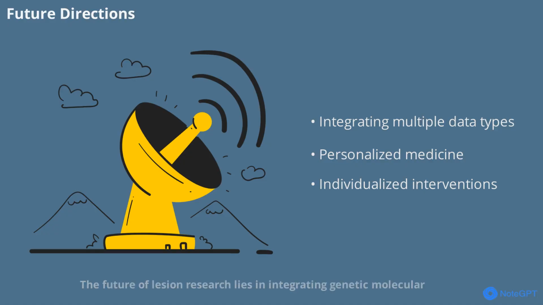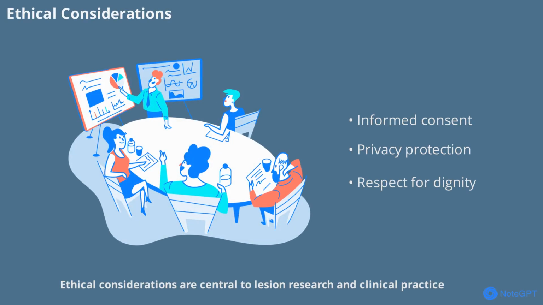The future of lesion research lies in integrating genetic, molecular, and network-level data to gain a deeper understanding of brain function and dysfunction. Personalized medicine approaches, informed by detailed lesion mapping and cognitive profiling, hold promise for more effective and individualized interventions. Ethical considerations are central to lesion research and clinical practice.